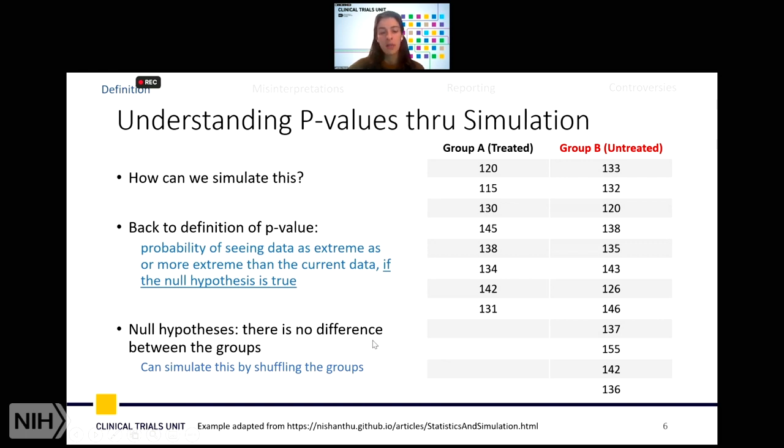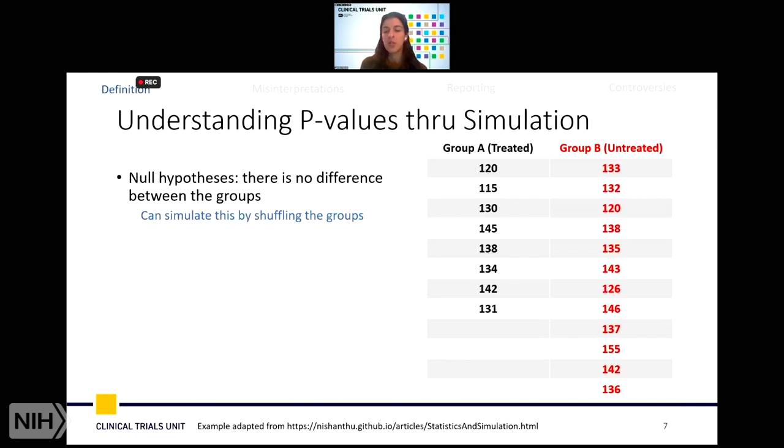We can simulate no difference between the groups by shuffling the data, or in another sense, shuffling the group labels to pretend that there is no distinguishability between these two groups, and perhaps we can flip around their group membership and there's no real pattern in their group membership here.